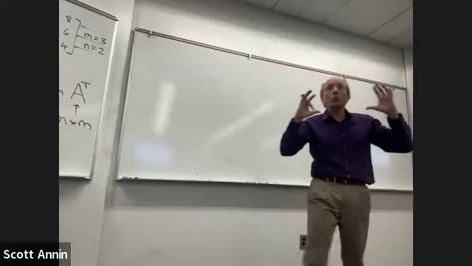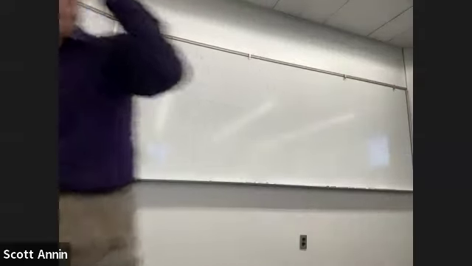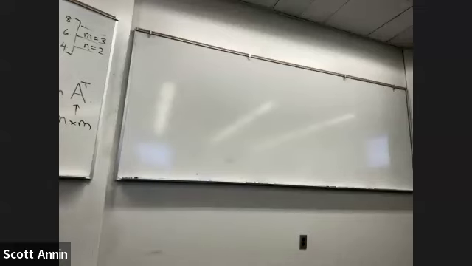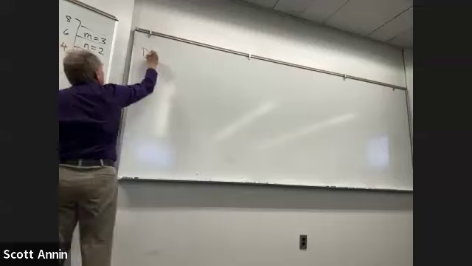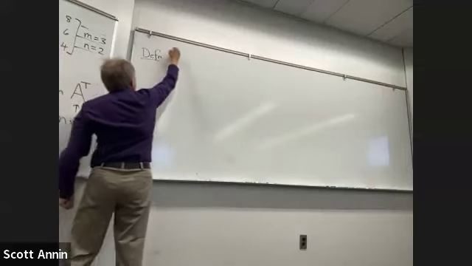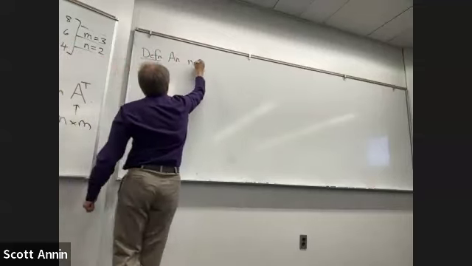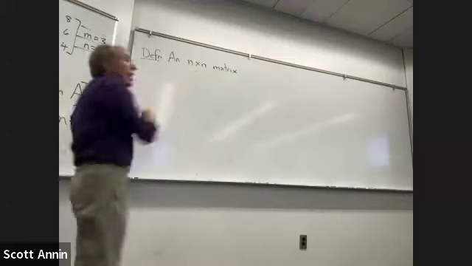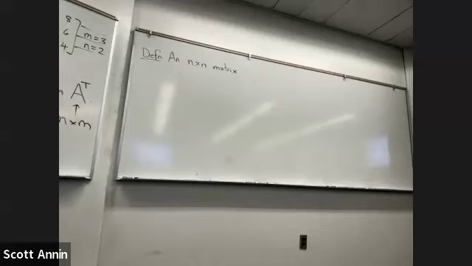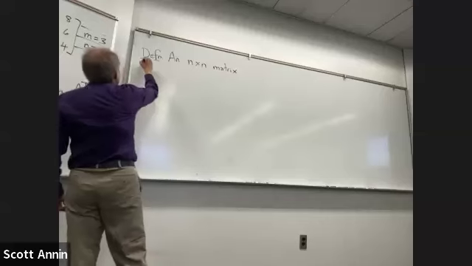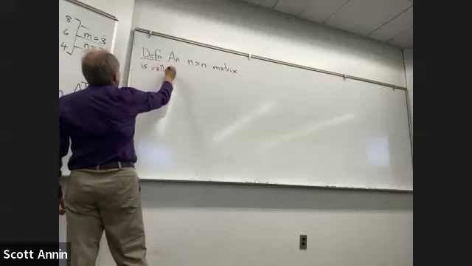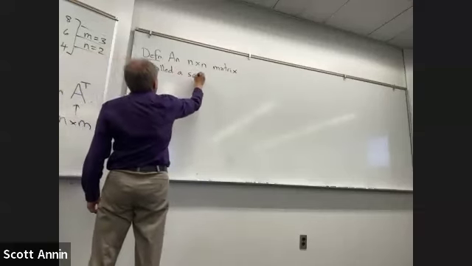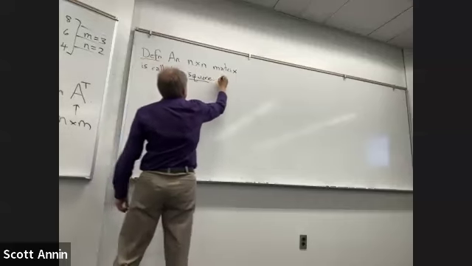In other words, the matrix would have to have the same number of rows as columns. This is called a square matrix. I'm going to write that down. Quick little definition here. An N by N matrix. So if there's the same value for M and N, then we're going to call this a square matrix.